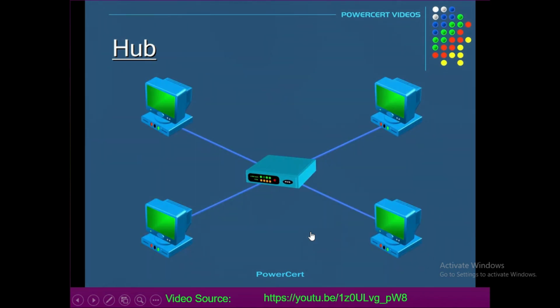So even if this computer here only wanted to communicate with this computer over here, these other computers would still receive the data even though the data was not intended for them. So when this happens, it not only creates security concerns, but it also creates unnecessary traffic on the network, which wastes bandwidth.